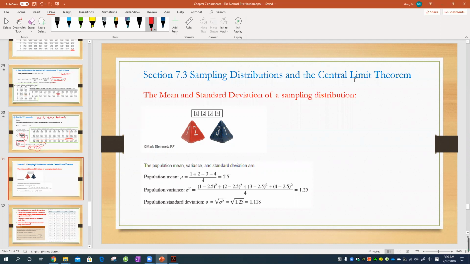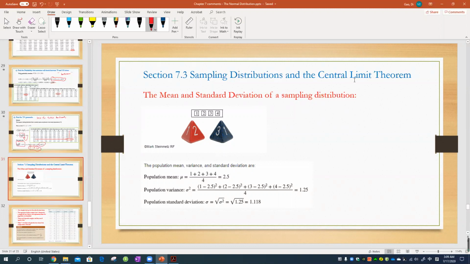We're gonna use this example, a four-side die. So we have a four-side die that can have the outcome of 1, 2, 3, 4. So let's look at the population mean of this four-side die's outcome first.